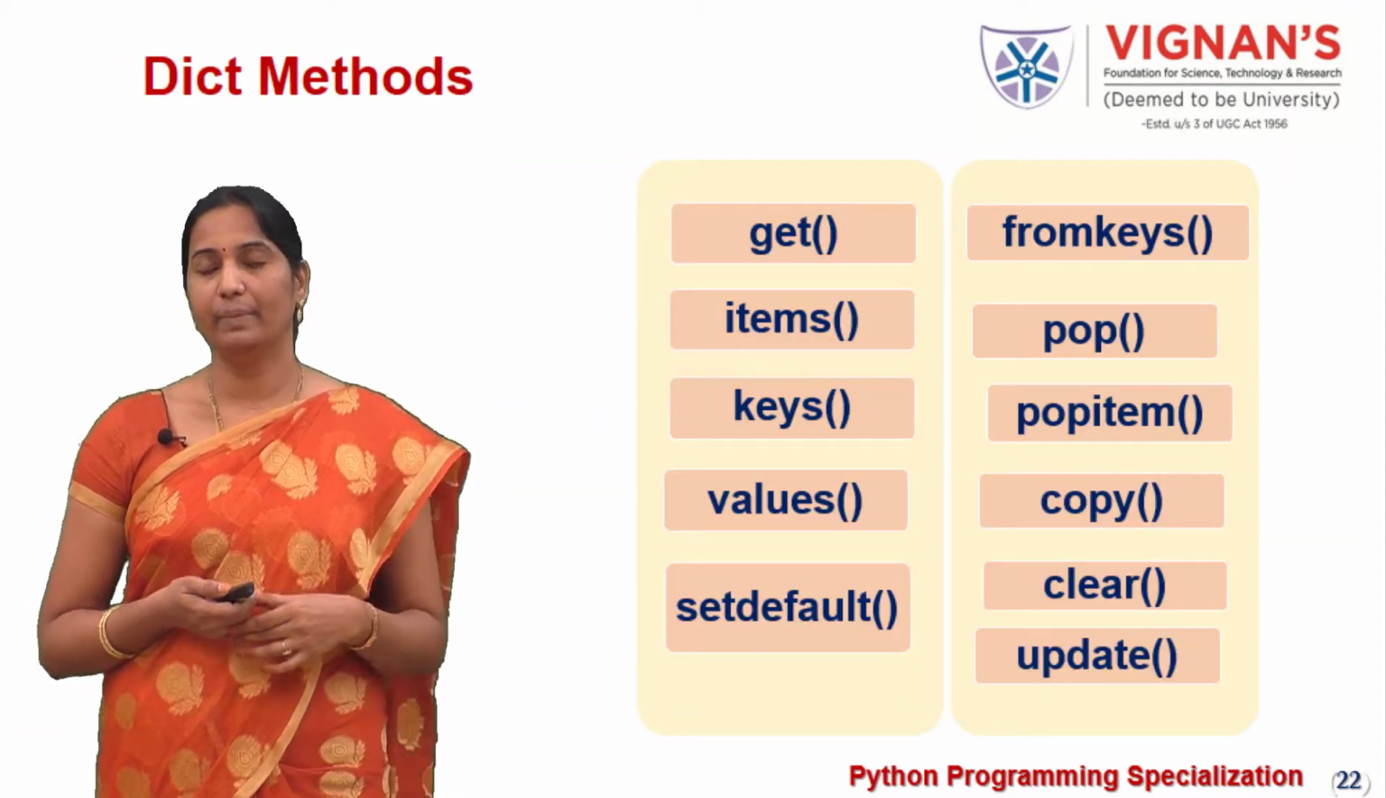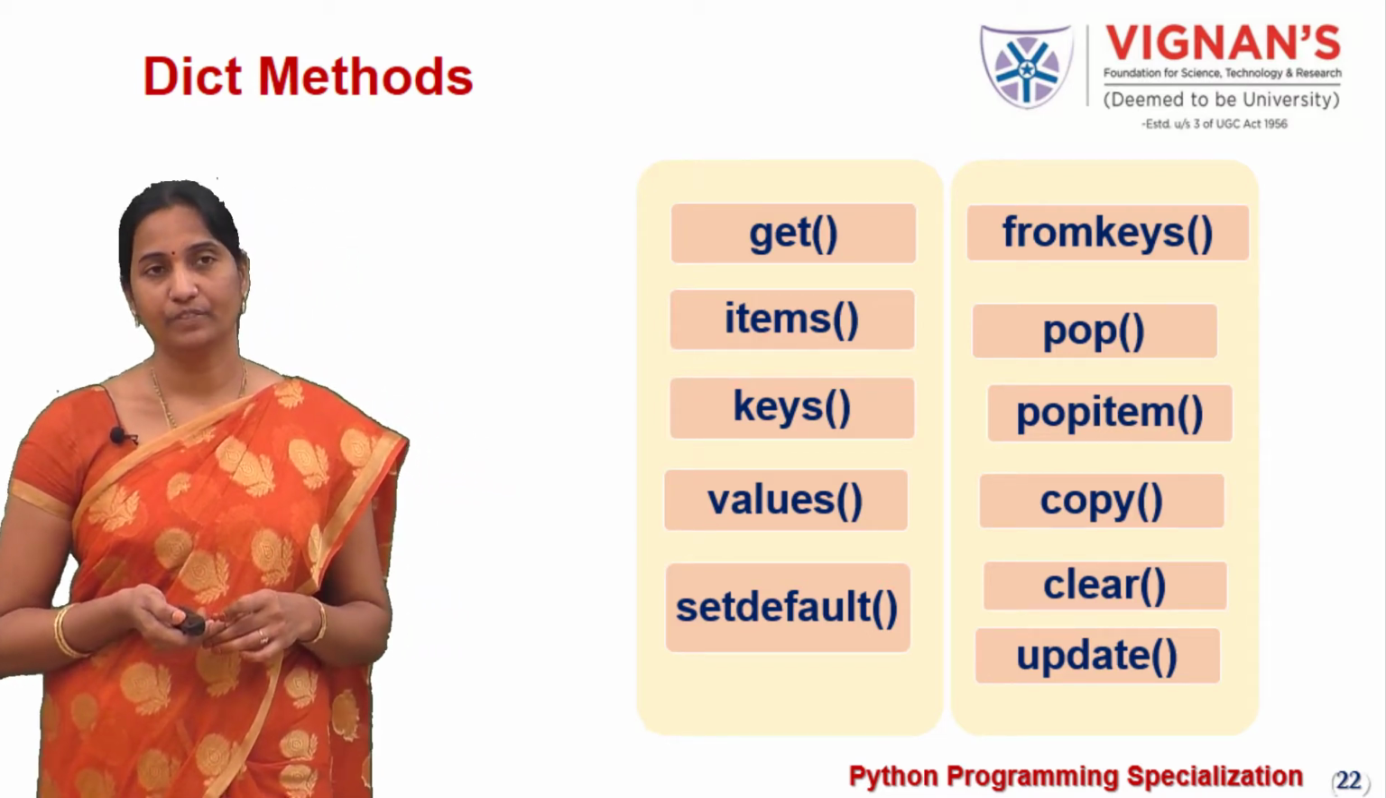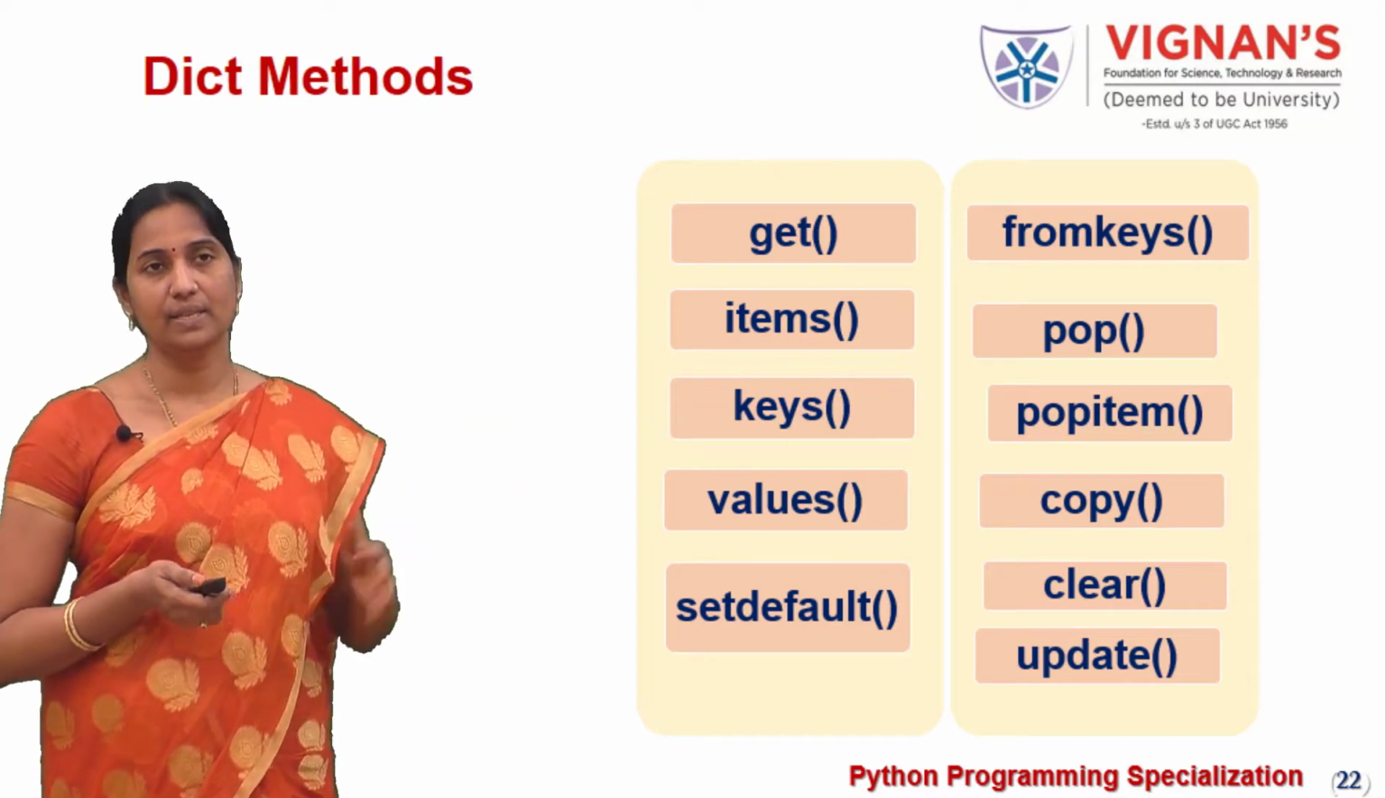So now let's see what are the various methods that are supported by the dictionary class. A large number of methods are supported by the dictionary. Now in detail we'll see one after the other with suitable examples. So let's start with the simple get method.